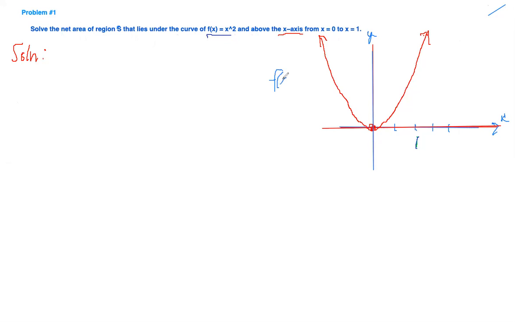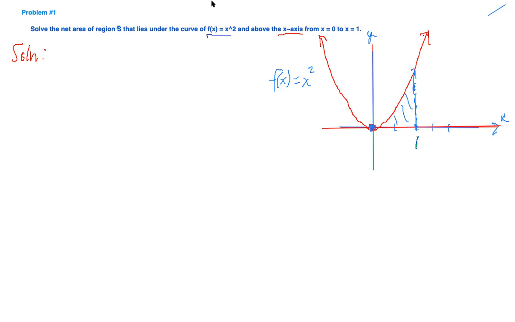So f of x is equal to x squared, and the curve is above the x-axis. This is our x-axis from 0 to 1. It will start from here until here. So this will be our boundary, or the limit. The area that we're talking about is the region bounded by the curve and above the x-axis from 0 to 1. So this is our area.